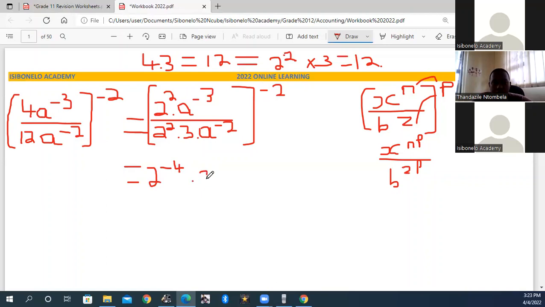Then sibuyisa A oyi base. So A is our base, and then no negative 3 times lower negative 2 bazosinika ba 6, bazosinika u6 or positive, because negative and negative is positive. Then same thing applies na la sine base ka 2, we bring down that base, and then 2 times exponent negative 4, times u3.